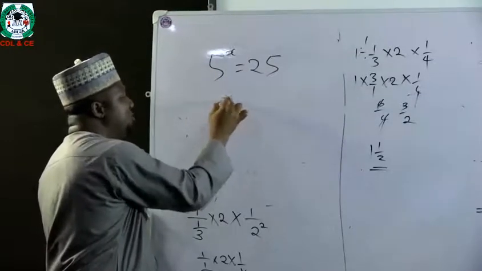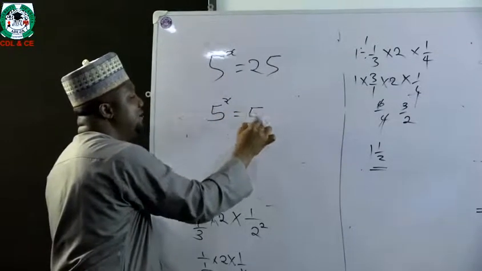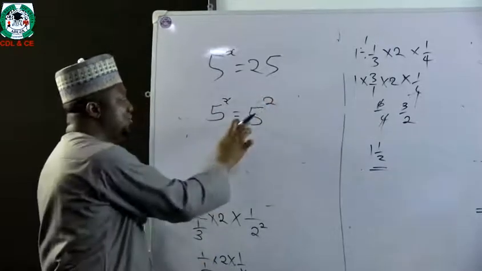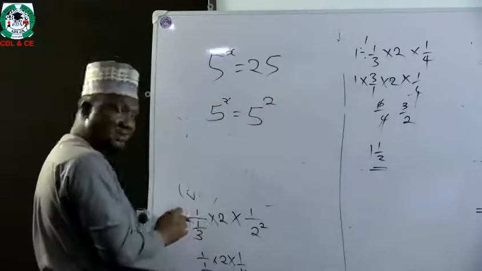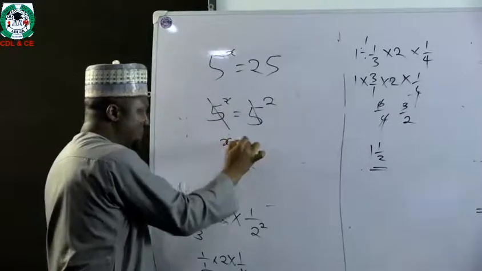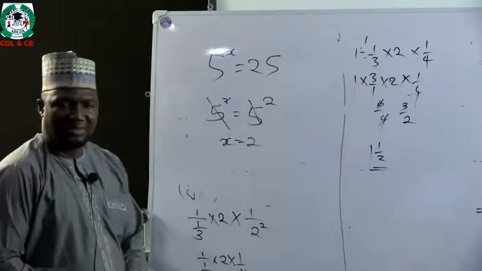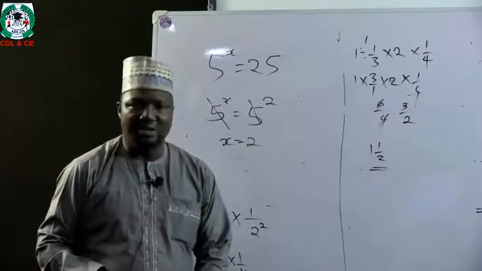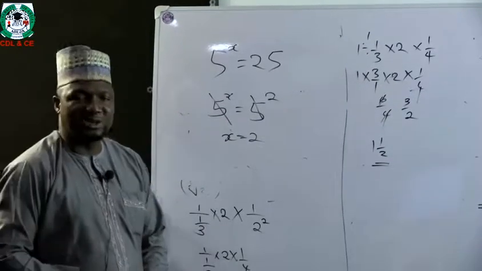So this is 5 raised to power x, and 25 is also 5 raised to power 2. 5 raised to power 2 gives 25. If you verify with your calculator, since the bases are equal, you cancel the base. Then x equals to what? 2. That is the simple process of solving exponential equation.